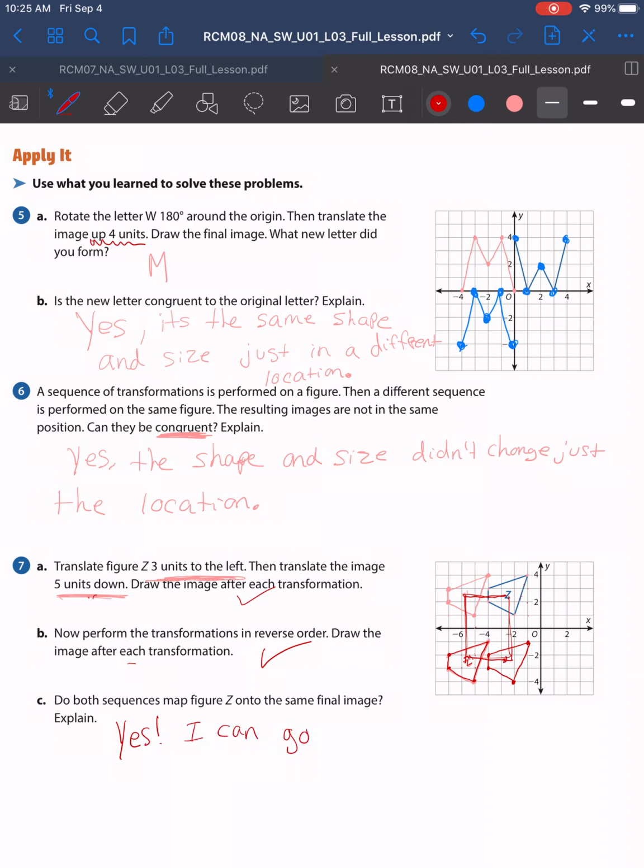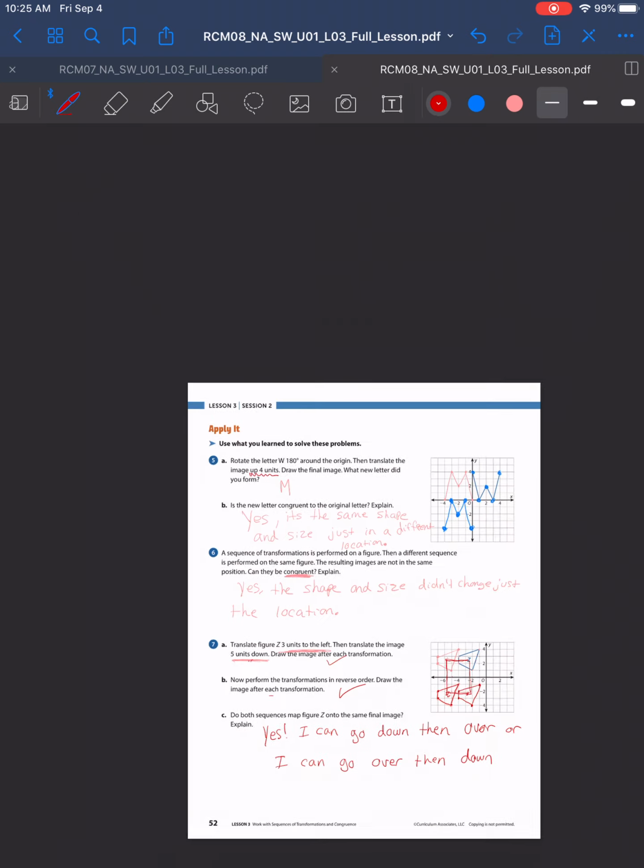I can go down, then over, or I can go over, then down. And I'll still get on the same image.